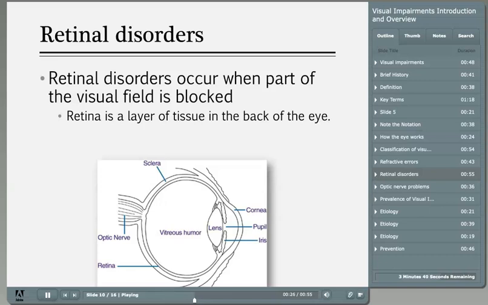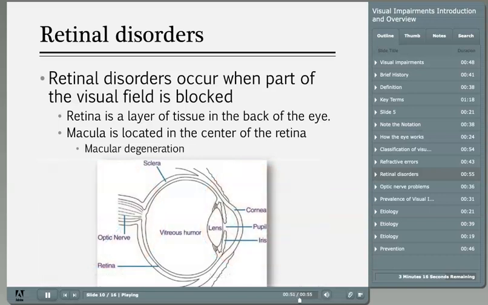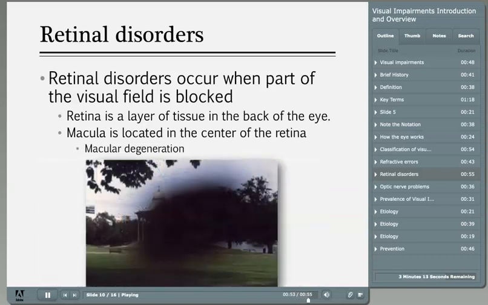The retina sends images to the brain through nerve impulses, and if part of the retina is damaged, those nerve impulses can't send that information to the brain. This is what causes the field of vision to be limited. The macula is also located in the center of the retina. The macula provides the sharp vision needed for reading, driving, and seeing detail. Macular degeneration results from degeneration of the macula and causes blind spots.